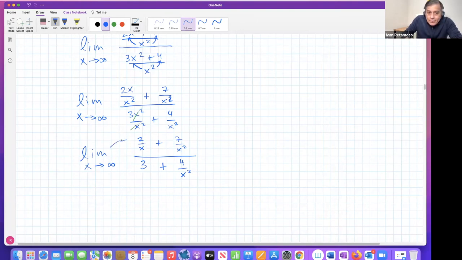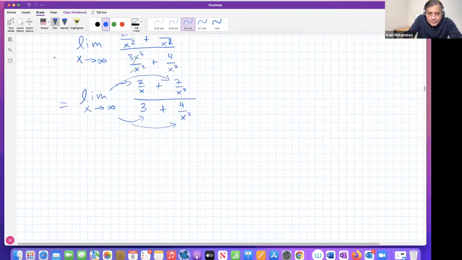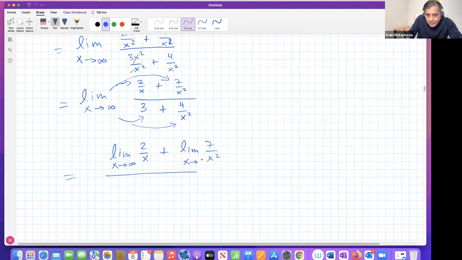I'm going to distribute my limit over these four components, okay? So what I'm going to get here is equal to the limit as x approaches infinity of 2 over x plus the limit of 7 over x squared as x approaches infinity, over the limit of the constant function 3 as x approaches infinity plus the limit of the rational function 4 over x squared as x approaches infinity. Now we're close to the end.